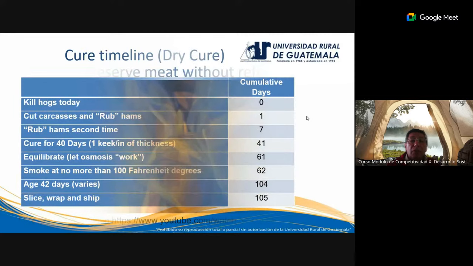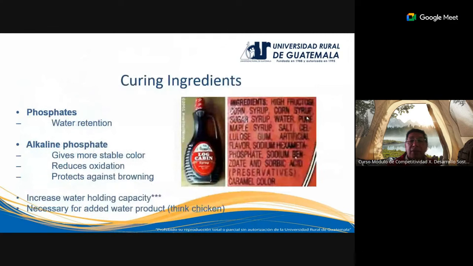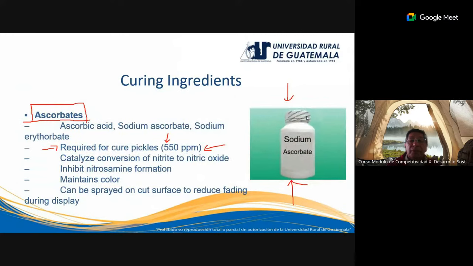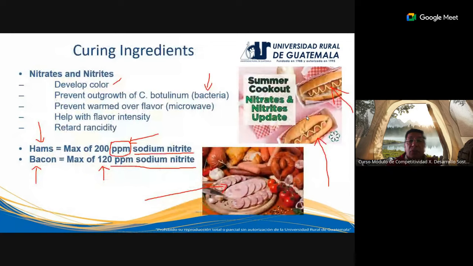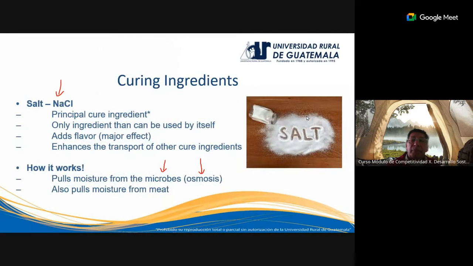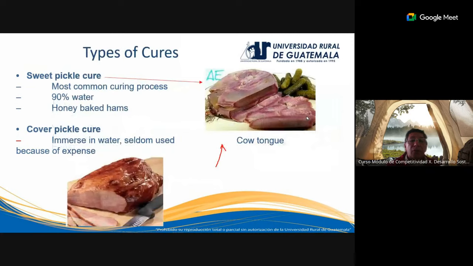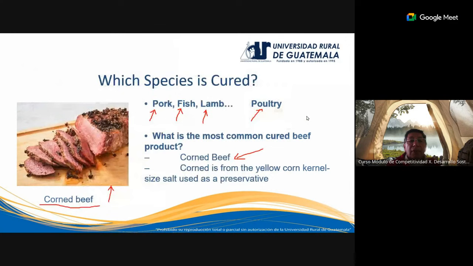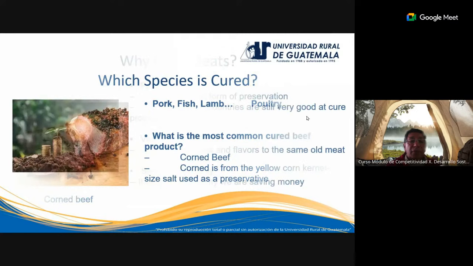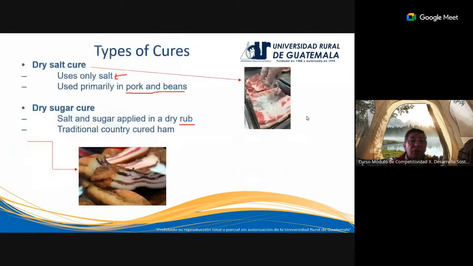And remember that this process to preserve meat will take about 3 months and a half. So you will need to have like 6 places to store and cure the meat. And also remember that here you have recommendations of the concentrations of these ingredients that are used and recommended to preserve the meat.